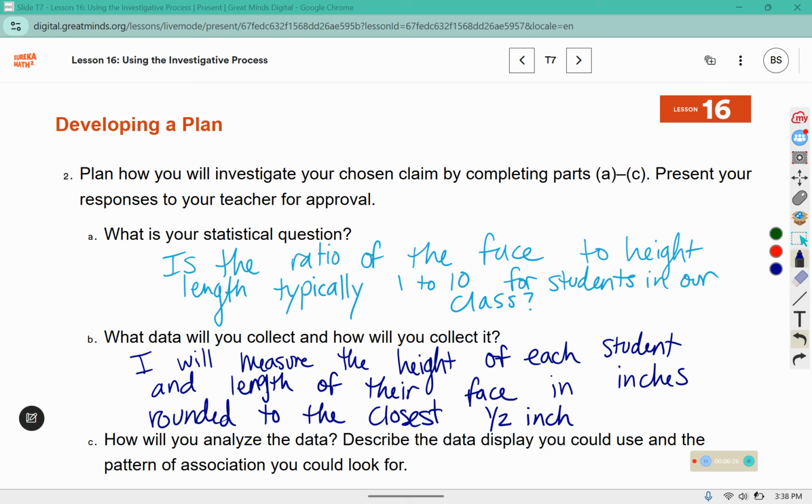How will you analyze the data? Describe the data display you could use and the pattern of association you could look for. I could organize my data in a scatter plot. And if the slope is close to 10, that would indicate that this is a true relationship between the size of the face and the height.